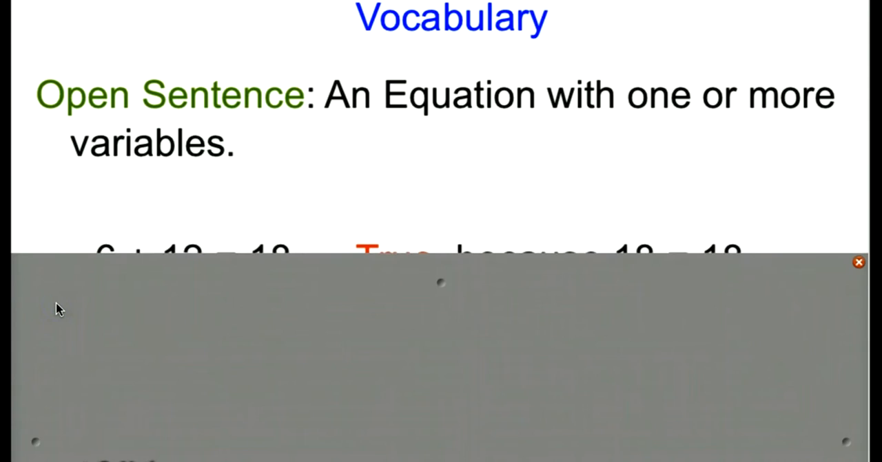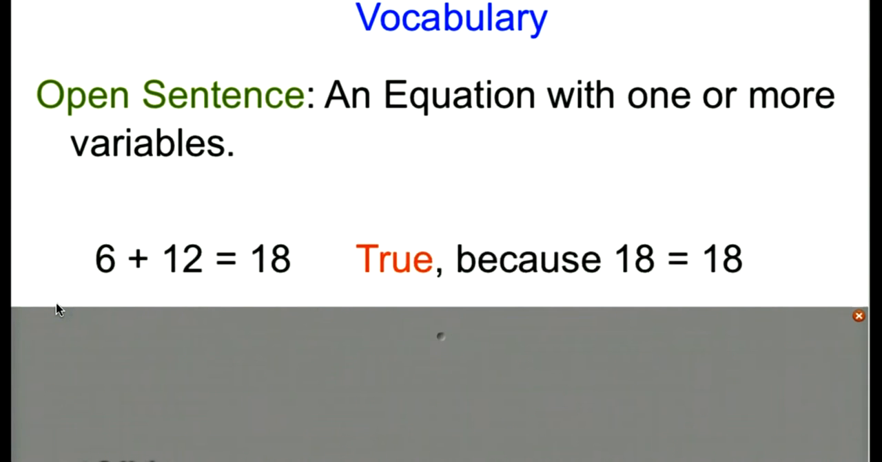So the first one is a true statement. It's a true equation, but it's not an open sentence because there isn't a variable. It is true because 6 plus 12 does equal 18. So when I simplify the 6 plus 12 to get 18, both sides are equivalent.